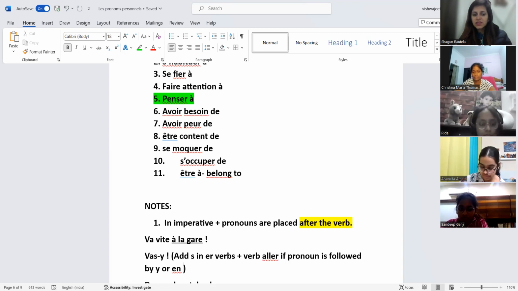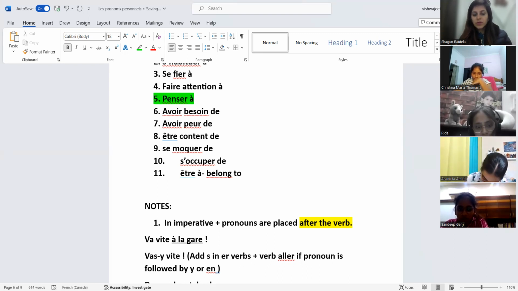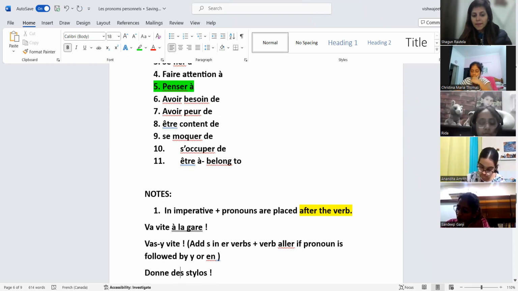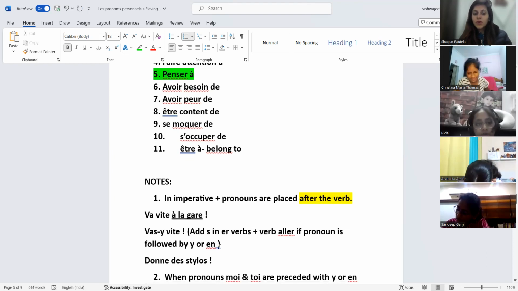So this is one sentence I've given you. Va, the S is not there. But now à la gare is a place, a station. Ma'am, so it's only for the positive imperative? Only for positive, not for negative. Only for positive. I've written positive above.